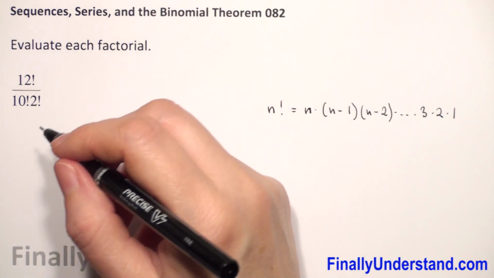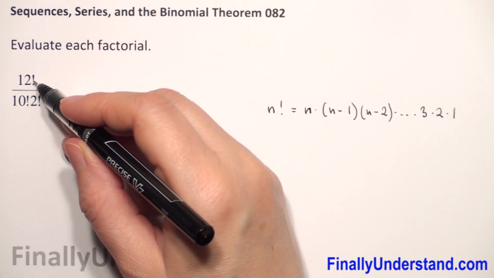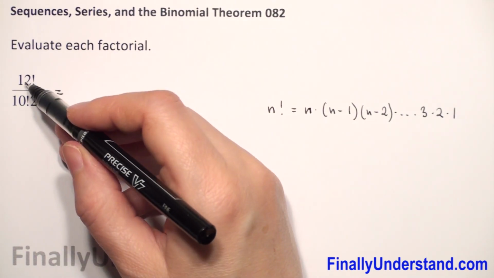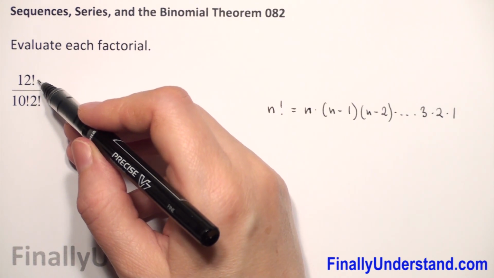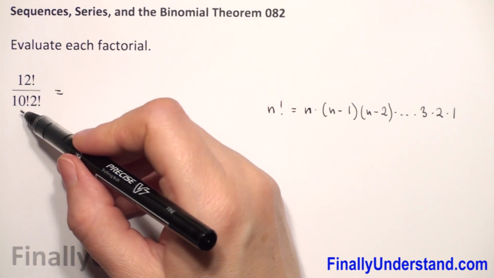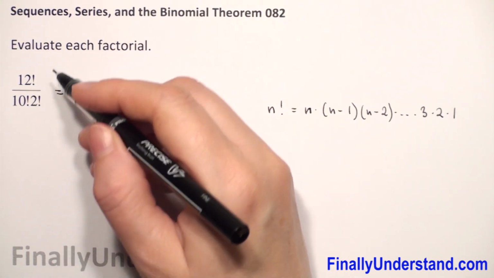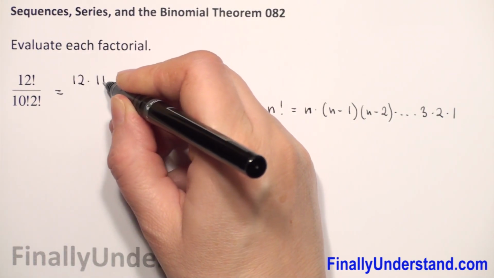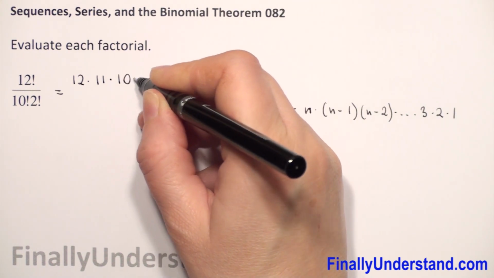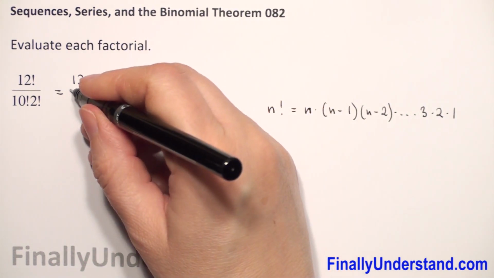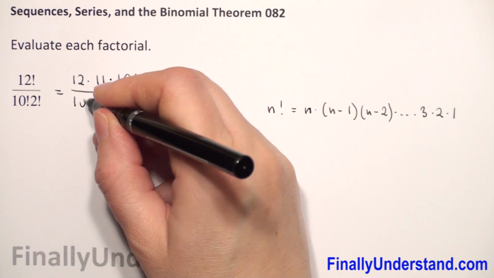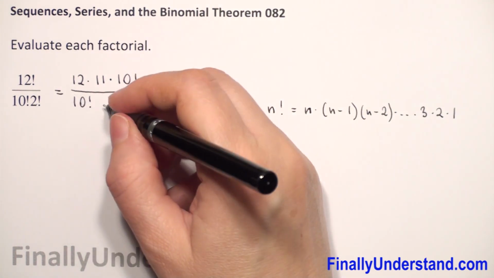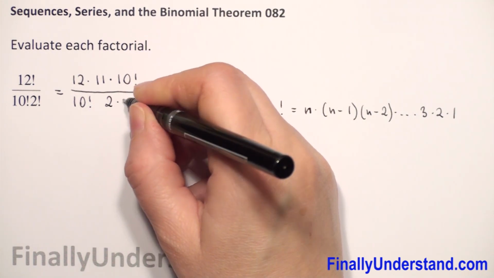So when we have 12 factorial in the numerator and in the denominator we have 10 factorial, we can rewrite that this is 12 times 11 times 10 and so on. But because we have 10 factorial in the denominator, I will only rewrite that this is 12 times 11 times 10 factorial. Why? Because in the denominator I have 10 factorial and 2 factorial, this is 2 times 1.